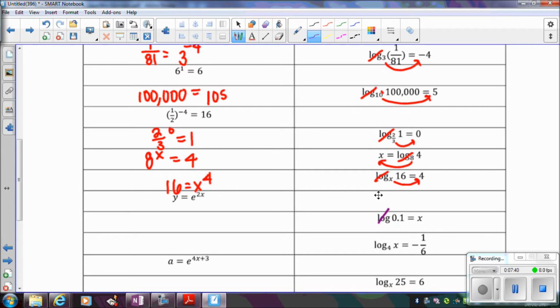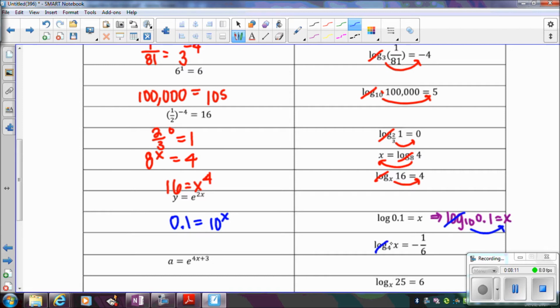So before I cross off my log, notice there's no base. But remember what this really means is log base 10, because that's the common log. So log base 10 of 0.1 is equal to x. So when you don't see a base, you know that it means it's 10. So now I can drop the log, swing the base. So this is really 0.1 equals 10 to the x.